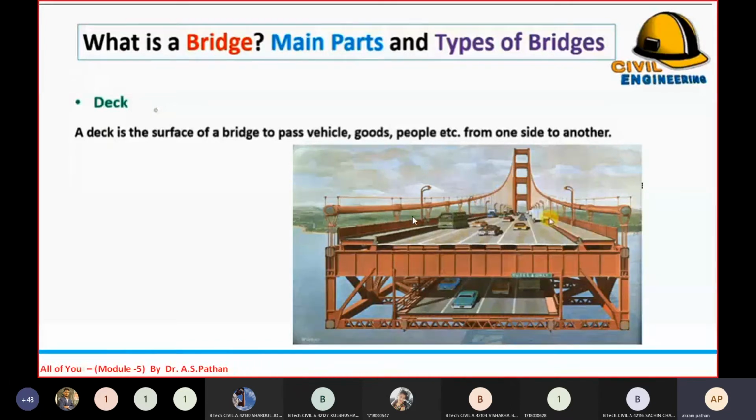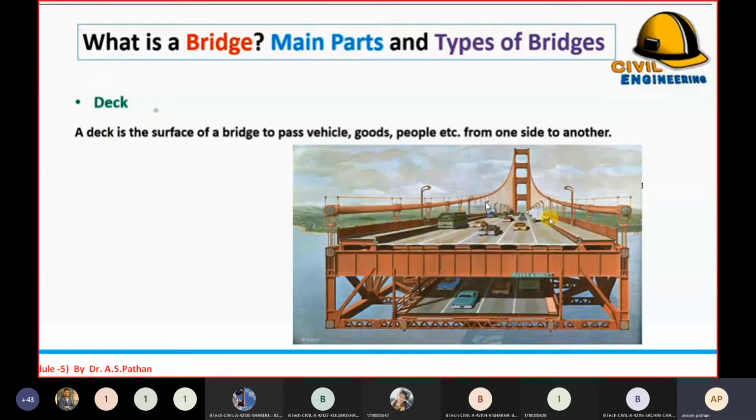Okay, so this portion, you can see in these pictures, where the vehicles are running on this particular slab, we call it the deck slab. So the deck is the surface of a bridge for passage of vehicles. Then below this is also what we call the deck slab.